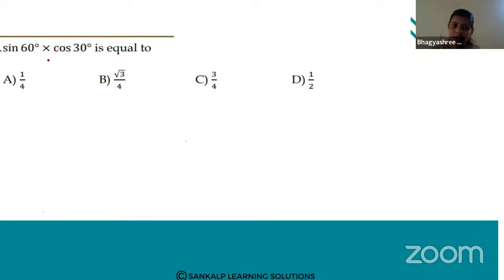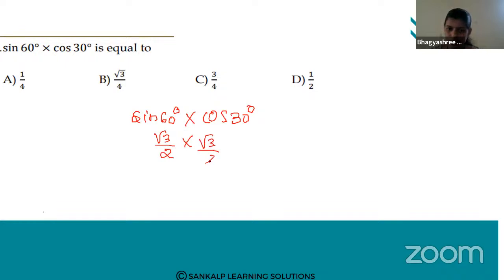Next, sine 60 degree into cos 30 degree is equal to, yes, sine 60 degree into cos 30 degree. Okay, what is the value of sine 60 degree? Root 3 divided by 2 and cos 30 degree is root 3 divided by 2. Root 3 into root 3, it is 3. 2 into 2, it is 4. So 3 divided by 4. Therefore, option C is right.